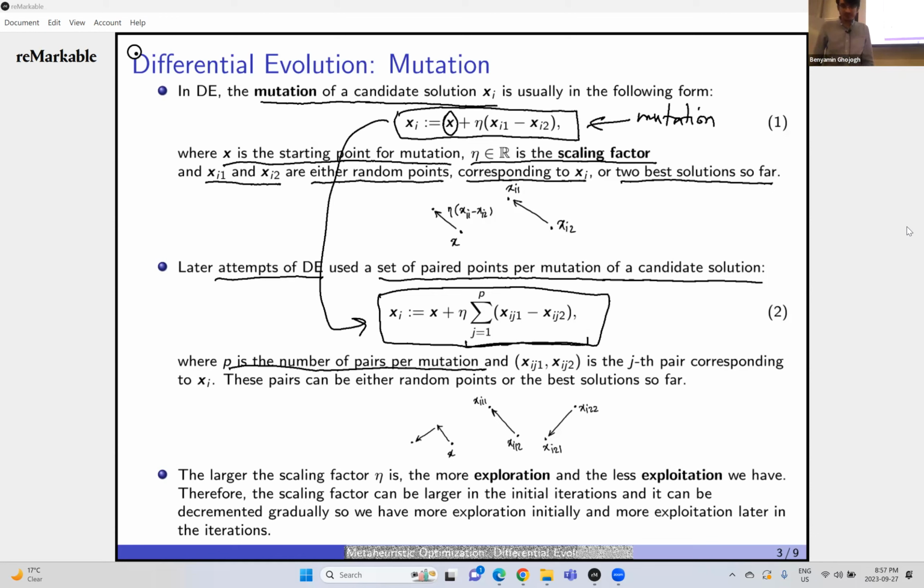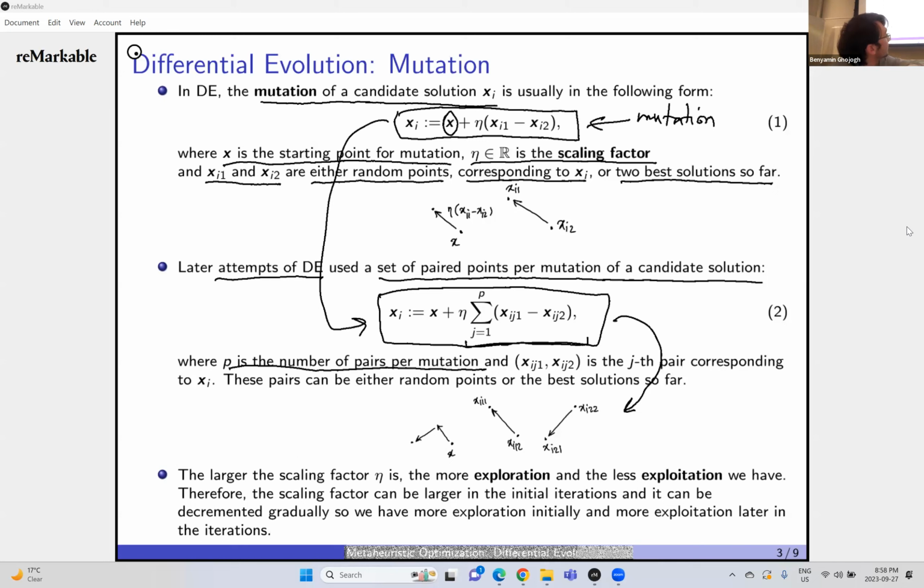An illustration of this is the following. Consider 2 pairs. This is one of the pairs whose vector is this. This is another pair whose vector is this. We have a linear combination of them, right? So we have a linear combination of these 2 vectors. Here we have two pairs. If we had p pairs, we would have a linear combination of p vectors. Then my next xi will be here.